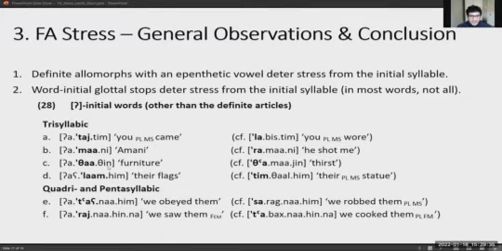Here I have just some general observations based on the data and patterns that I just talked about. The first thing, and one of the most obvious, is that the definite allomorphs that have an epenthetic vowel deter stress from the first syllable. So you don't want to stress the definite article if it has an epenthetic vowel. I don't know if I showed examples here, but the dialect has two definite allomorphs, especially with the im. You can have the one without epenthesis and you can have one with the epenthesis. The one without epenthesis always has stress on the first syllable.